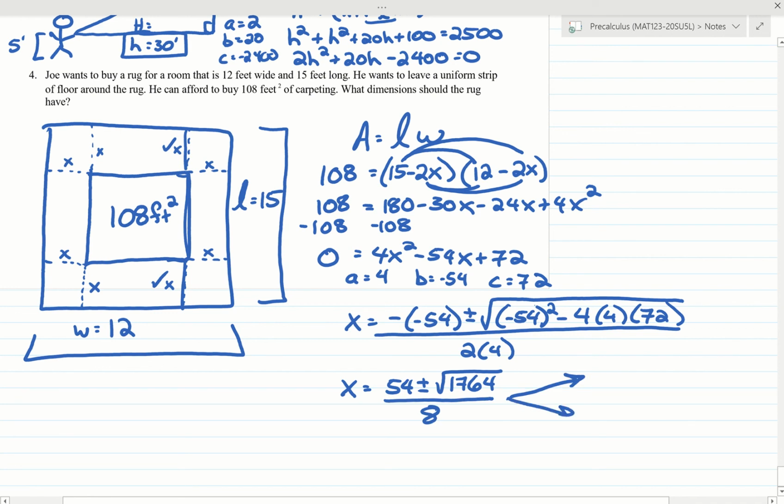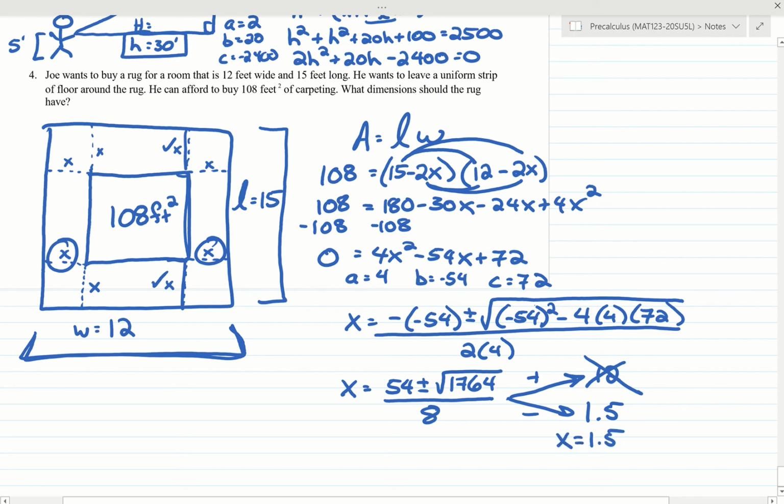Remember, x is the space all the way around the room. So 54 plus the square root of 1764 divided by 8 is 12. And 54 minus the square root of 1764 divided by 8 is 1.5. Now if x is 12, let's think about this, right? This is going to be 12, this is going to be 12, but the whole width itself is 12. So that can't be an answer. Looks like the only answer that makes sense would be x is 1.5.